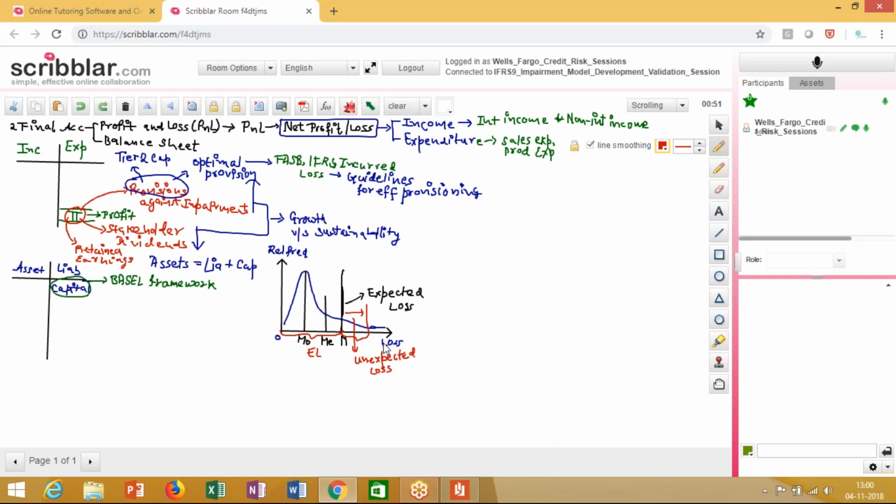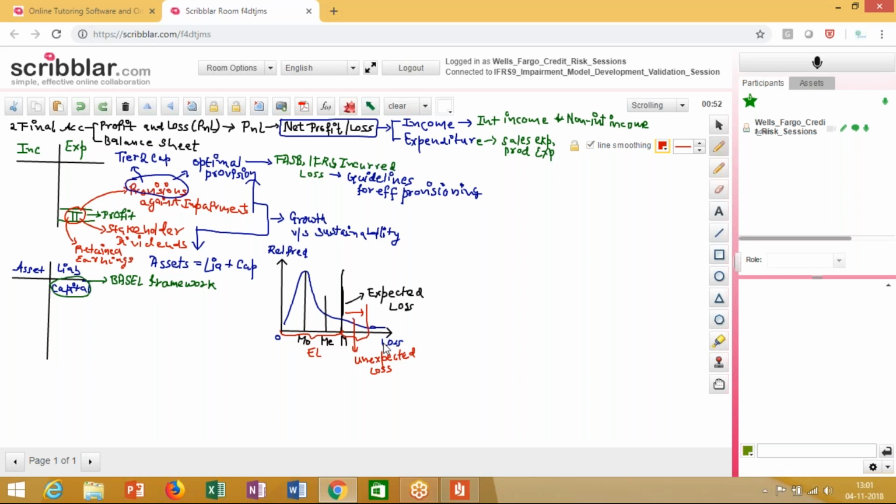So expected losses are not very dangerous. Even though they may occur very frequently, their overall exposure or the volume of the loss is actually very small, right? And these can be covered up by provisions.